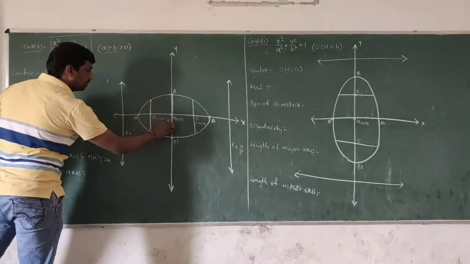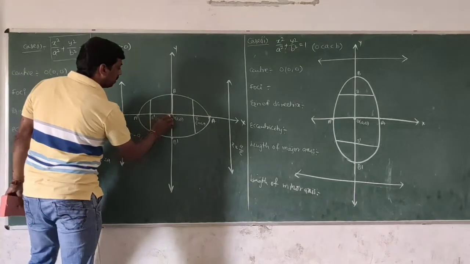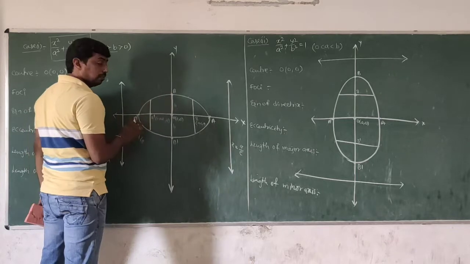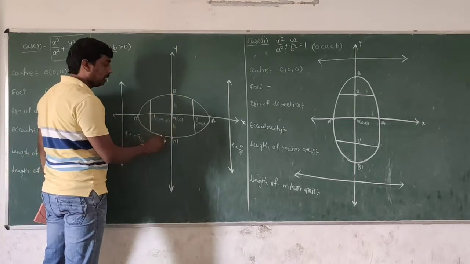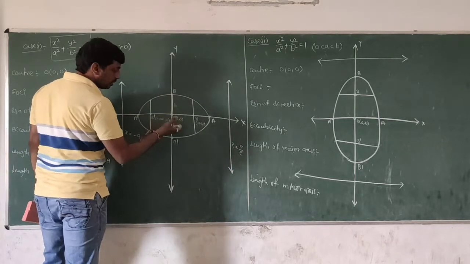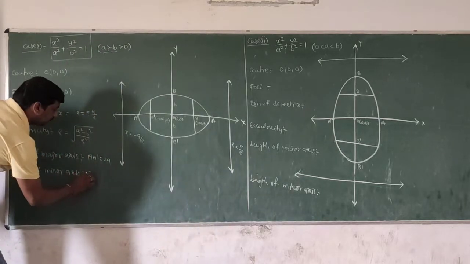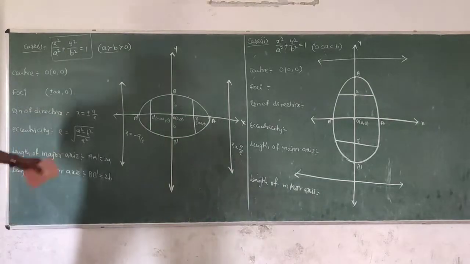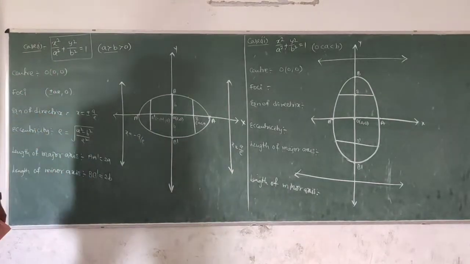The minor axis is B B dash. From the center to here, 0 to B, is b. 0 to B dash is also b. The distance between B and B dash is 2b. That's why the length of minor axis is 2b. Okay, these are the formulas in case 1.